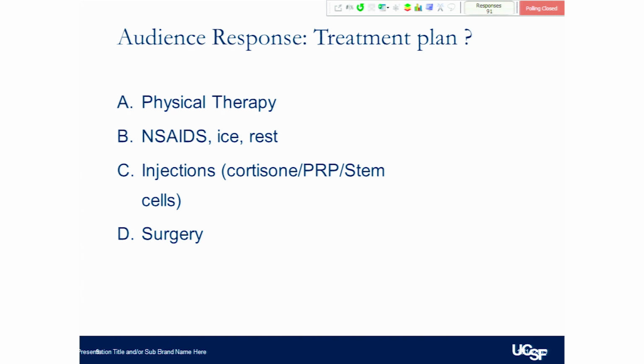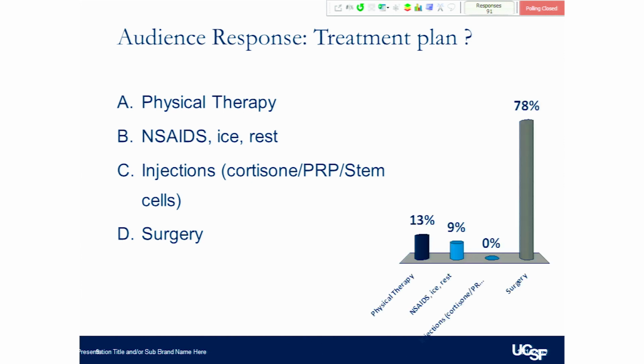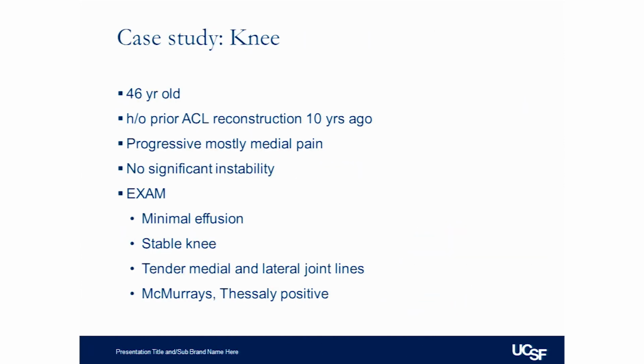So, for this kid, we definitely did surgery, and he did well. We repaired that meniscus. It was a long recovery with the repair, but he got back to playing, and everything is fine. Okay, so let's move on to something a little bit more complicated.